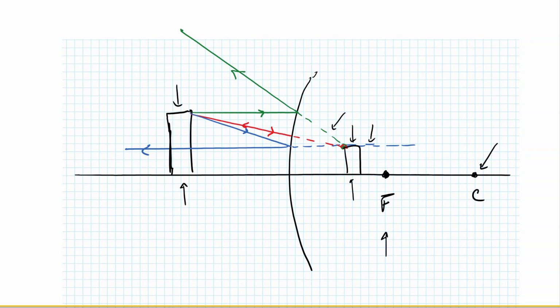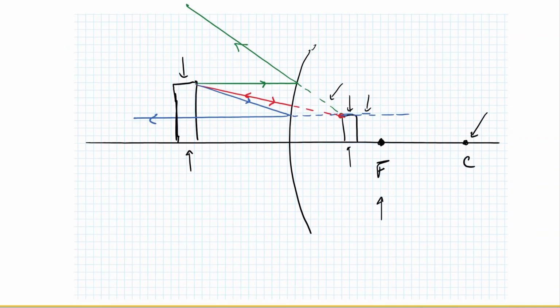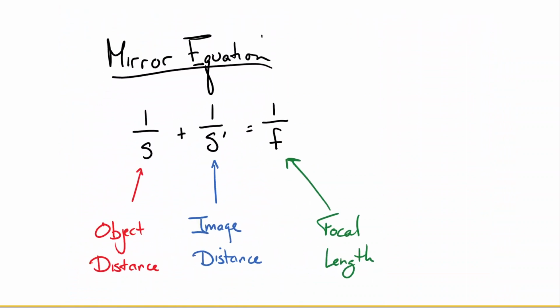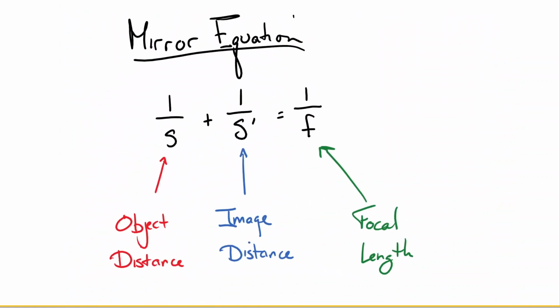Now, I bet you're itching at this point. I know it's great to make pictures, but man, can we get some math in here? And boy howdy, do we have some math in here. Here is our mirror equation. It's going to relate the object distance, the image distance, and the focal length. So 1 over the object distance plus 1 over the image distance equals 1 over the focal length.